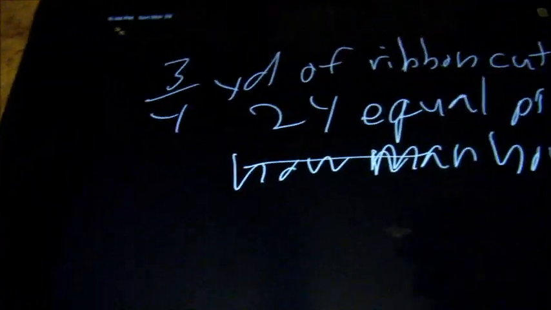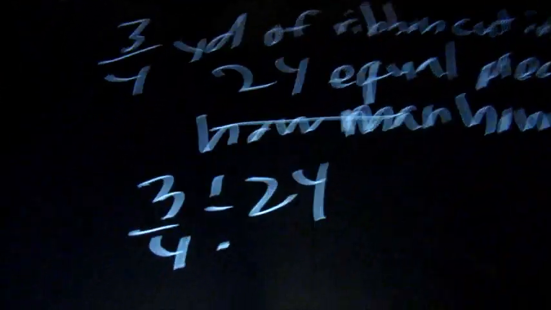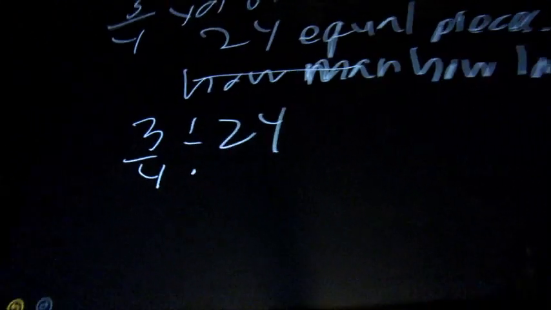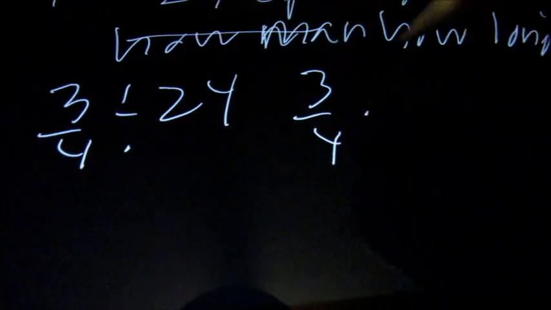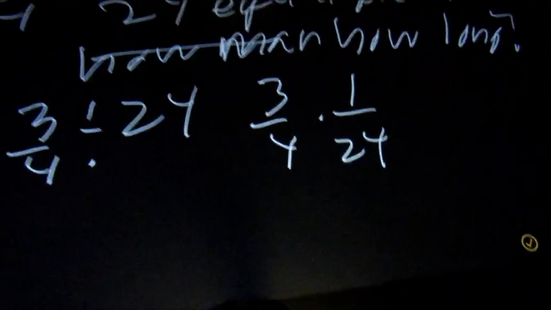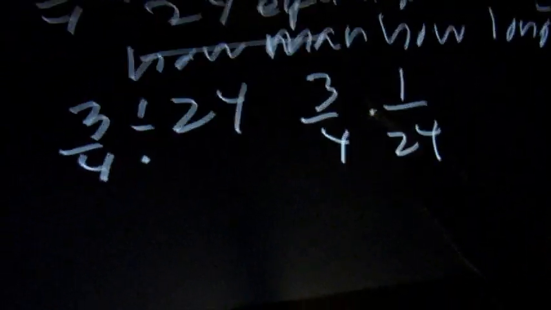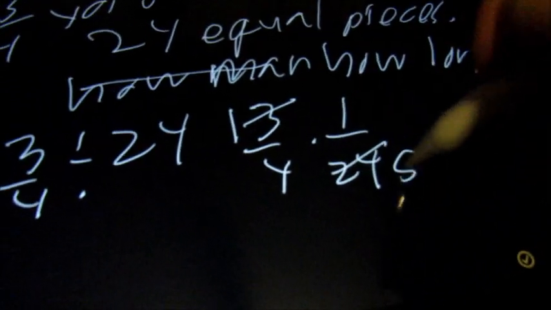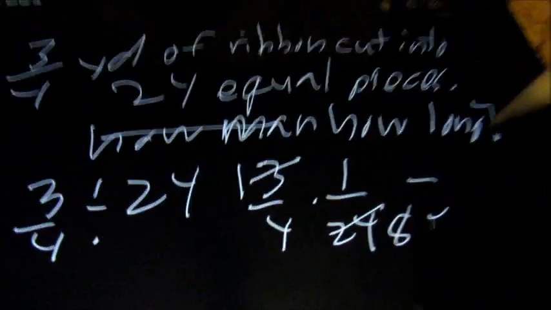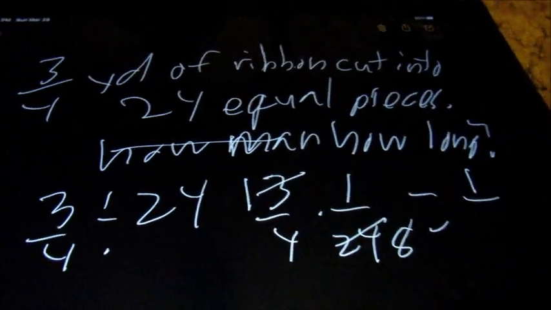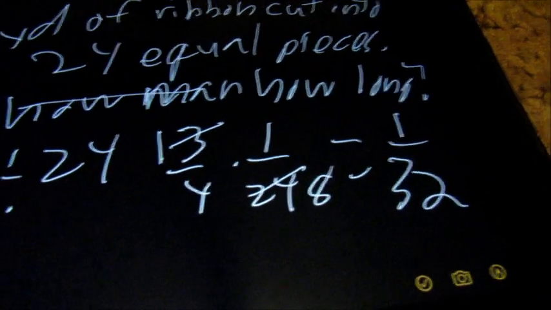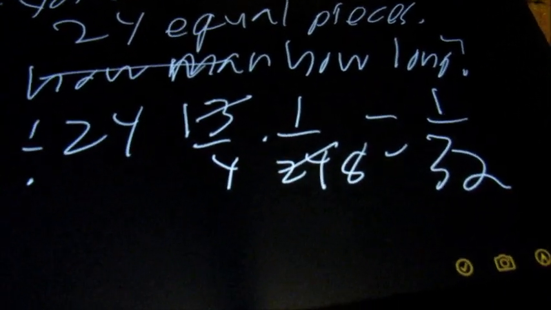Okay, so here what we're going to do is 3/4 divided by 24. So again, remember that we can say that is 24/1. So to change it back to multiplication, we're going to say 3/4 times 1/24. We can simplify this. The 3 will go into 24 8 times. So this becomes a 1. This becomes an 8. And 1 times 1 is 1. 4 times 8 is 32. So each piece is 1/32 long. And that's it for 1.5.